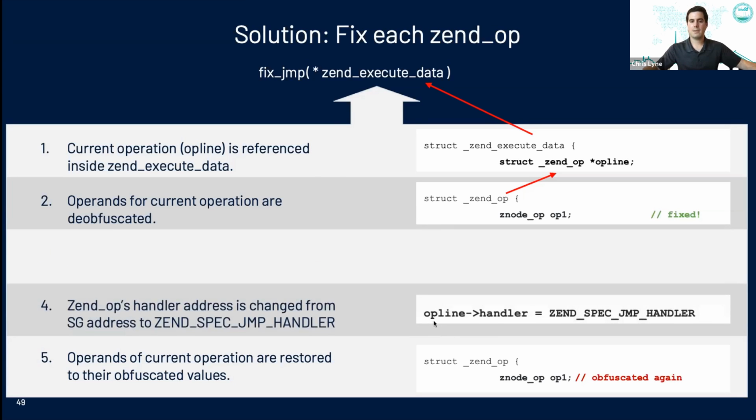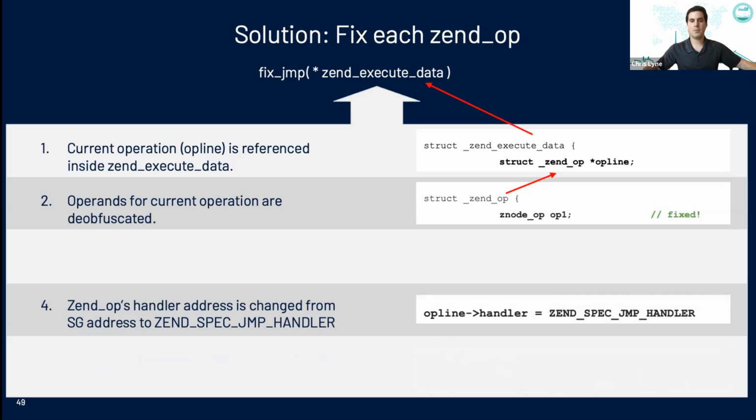Instead, I set the current ZendOps handler, that jump handler, to be the actual Zend jump handler. And then I didn't allow the operands to restore to their obfuscated state.